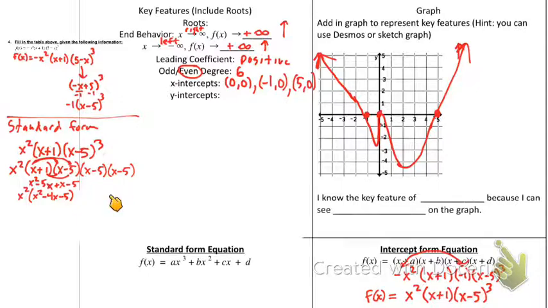Now we're going to multiply these two. X times x, x squared. X times -5, -5x. -5 times x, -5x. -5 times -5, positive 25. Combine like terms, this turns into -10x. So we have x squared minus 10x plus 25. Okay. All right.